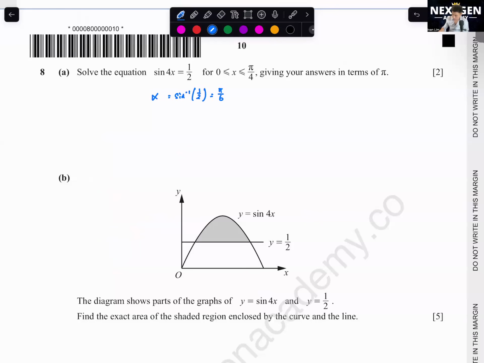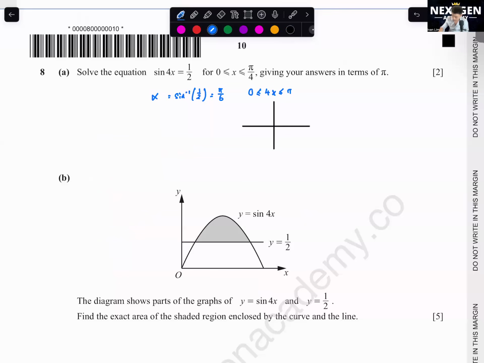Then 0 to pi over 4, this is the range, but we want for 4x. So 4x will be from 0 to pi. Okay, 0 to 180 degrees means we take the first two quadrants answer.